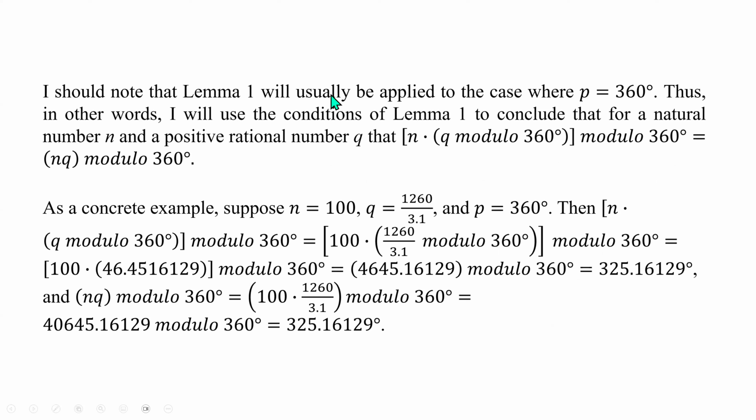Now again, I'll note that lemma 1 will usually be applied to the case where p is equal to 360 degrees. In other words, I will use the conditions of lemma 1 to conclude that for a natural number n and a positive rational number q, n times (q modulo 360 degrees), and then this whole thing evaluated modulo 360 degrees, is just equal to n times q, that result evaluated modulo 360 degrees.